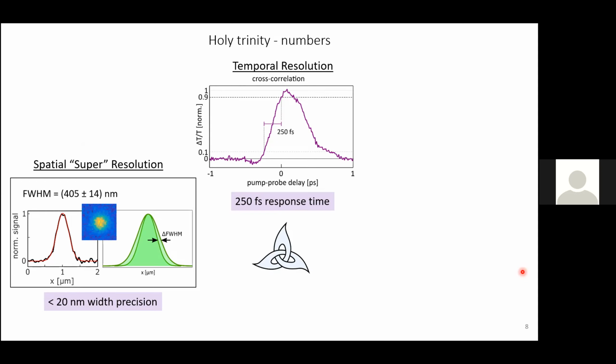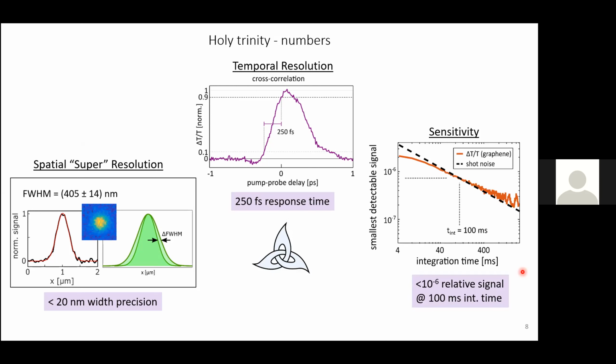And we quantified it here to say we're better than 20 nanometers in width precision, which I think if you do scanning near field, you say, ah, that's kind of good, but it's without a near field scanning technique. And then in terms of sensitivity, we basically try to get rid of most of the noise in our system, and then roughly at 100 milliseconds integration time, we can get like 10 to the minus 6 relative signal. So we have the Holy Trinity.